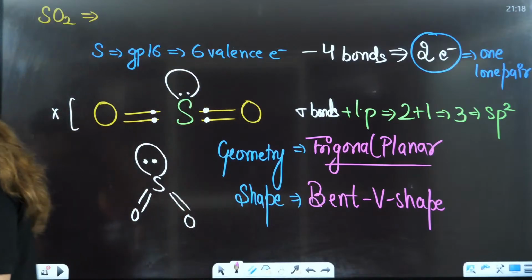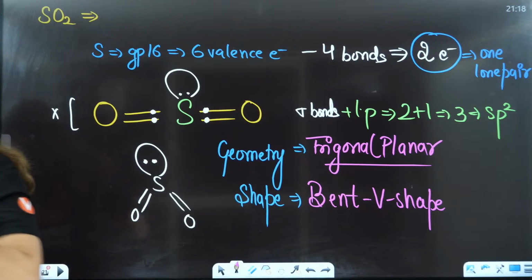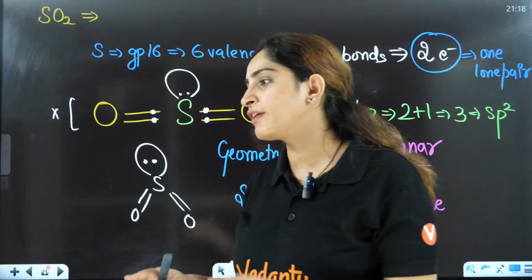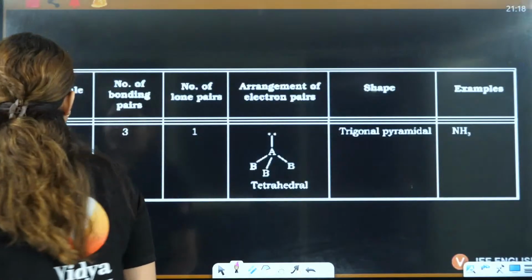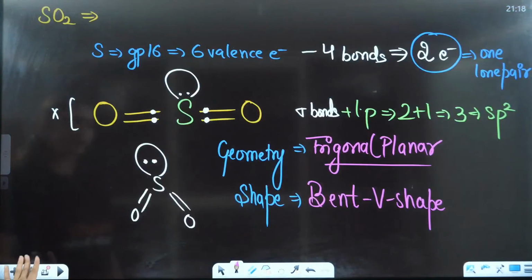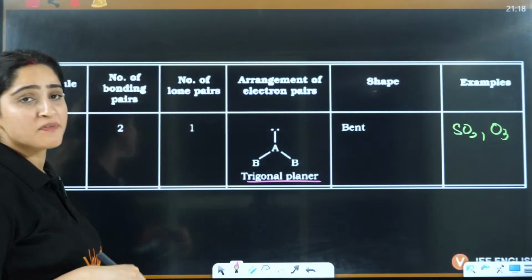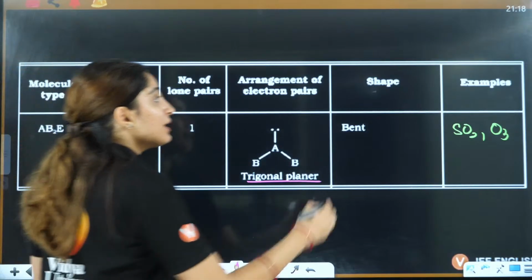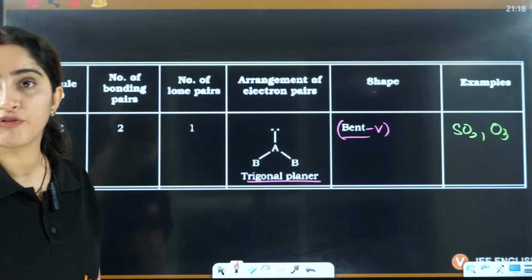Okay, everybody. Thank you, Tanmay. Understood? With 0 lone pairs, geometry and shape are the same. When there is no lone pair, geometry and shape are going to be the same. That's why we had a trigonal planar arrangement of bond pairs and lone pairs, but the shape is bent V shape.